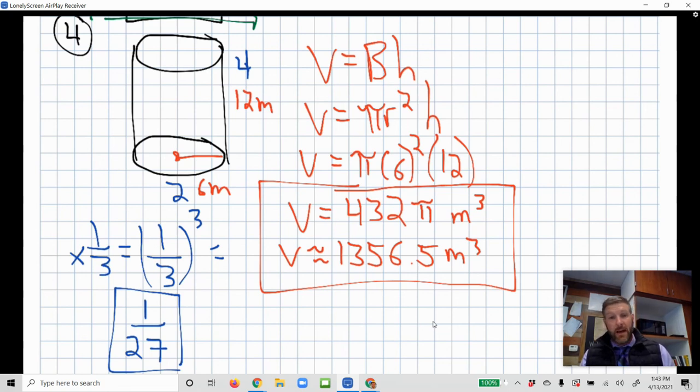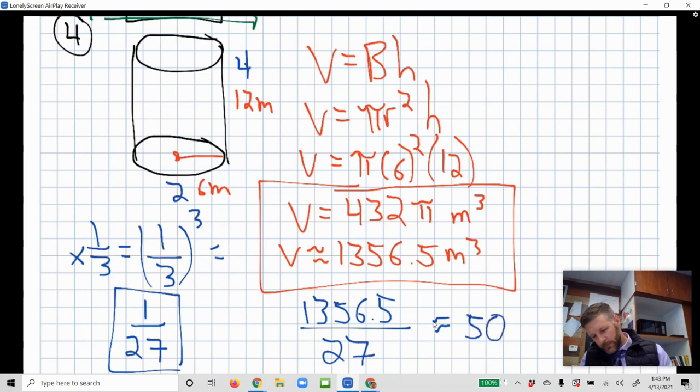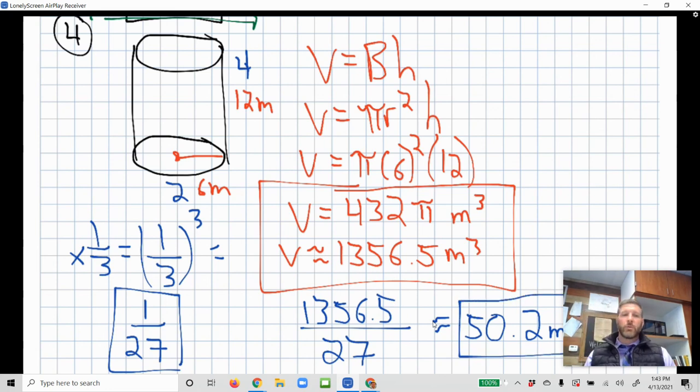If I actually wanted to find that, I could take my 1356.5 and divide by 27, multiplying it by 1/27. If I divide it through, I get 50.2 meters cubed. So the short answer would be it's reduced by a 27th, or 1/27 the original size.